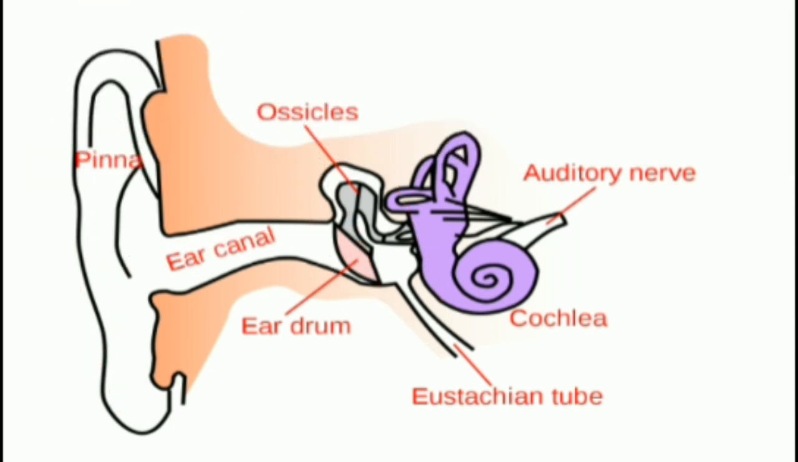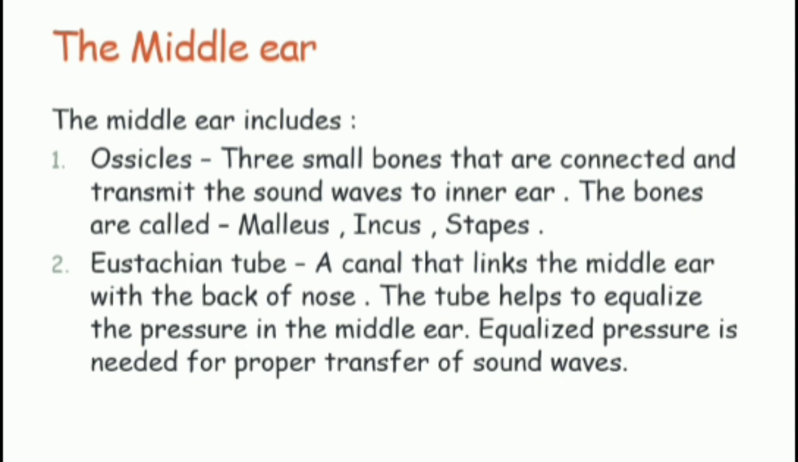Now let's see what the middle ear is. The middle ear includes ossicles, three small bones that are connected and transmit the sound waves to the inner ear. The bones are called malleus, incus, stapes. So ossicles are actually three small bones together, connected to each other, and their main work is to transport or transmit sound waves to the inner ear.